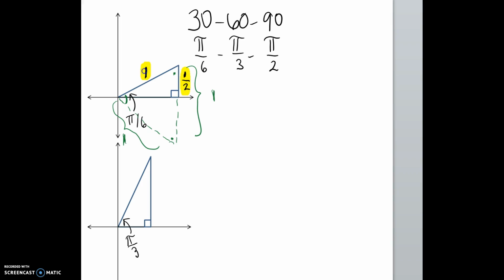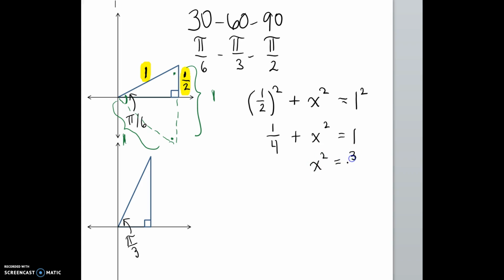1/2 is one side length, 1 is the other side length, and then I'm going to use the Pythagorean theorem to find my last side length. So I'll take 1/2 squared plus x squared, because I don't know that x value yet, equals 1 squared, because 1 was the hypotenuse. Then I'll just use algebra to solve for x. So 1/2 squared is the same as 1/2 times 1/2, which is 1/4, plus x squared equals 1 squared, which is 1. Subtract 1/4 on both sides. X squared equals 3/4.